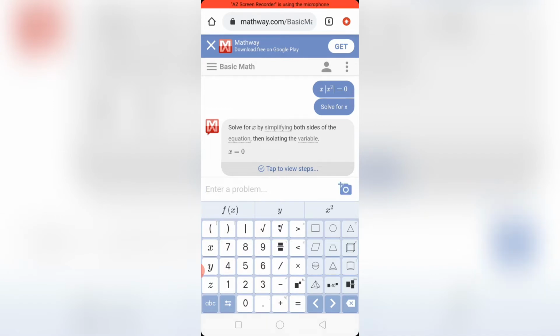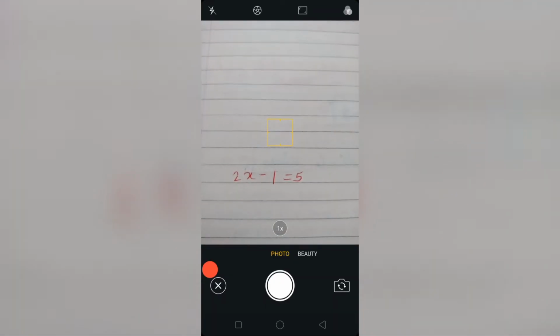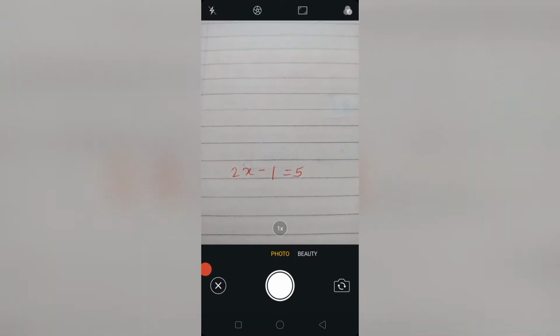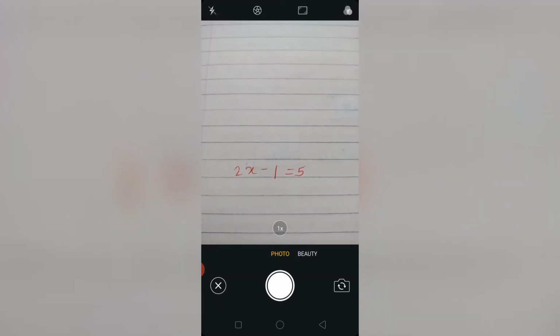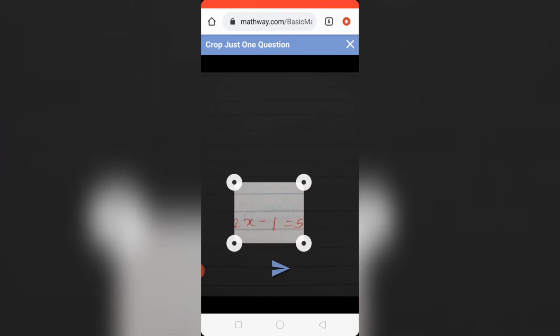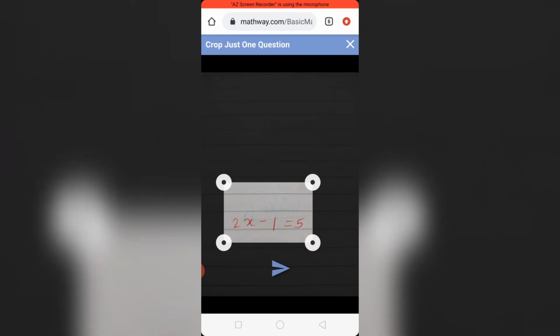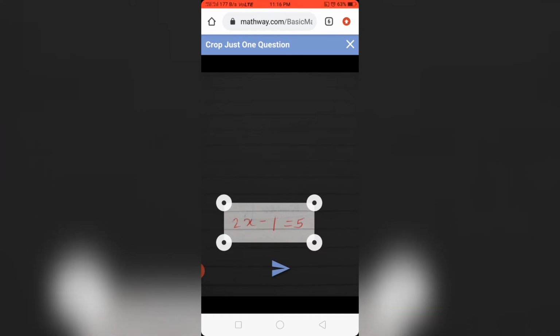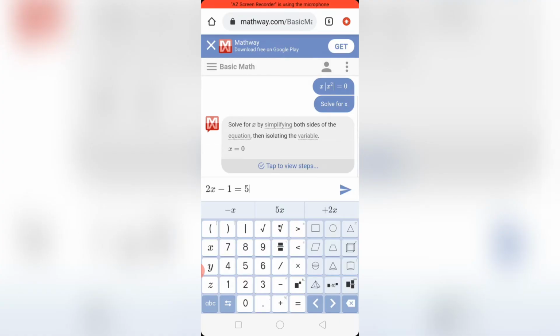Click on this camera icon. Take a picture of the question. Next step is to click on the crop option. Crop the question. So this is the question. Click on the blue button. And here is the question. You can click a picture of the difficult questions. Click on the blue arrow button for the answer.